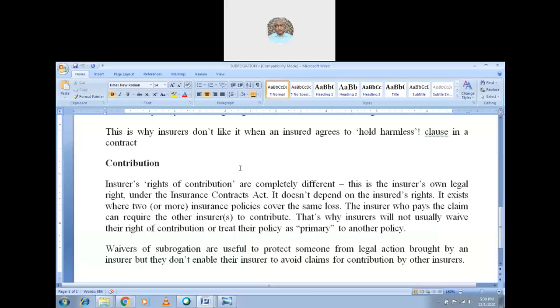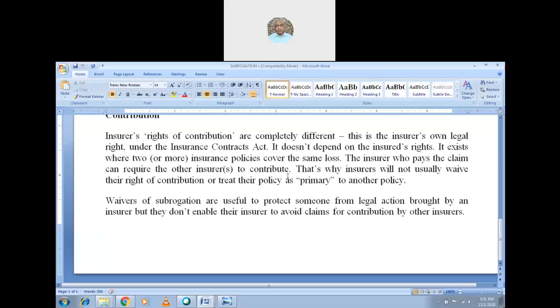Yes, that is why insurers will not usually waive their right. They will never waive the right of contribution or treat their policies as primary to another policy. They always treat their policy as the supreme policy. Who? The insurer, because it is the insurance company which runs the insurance. That's why they price themselves.